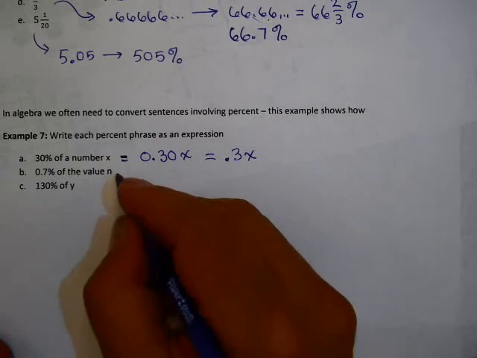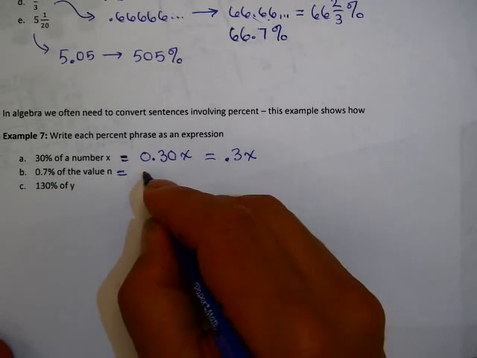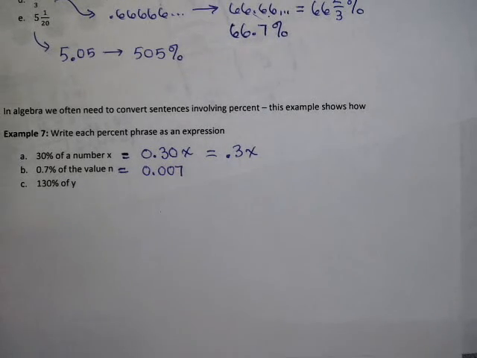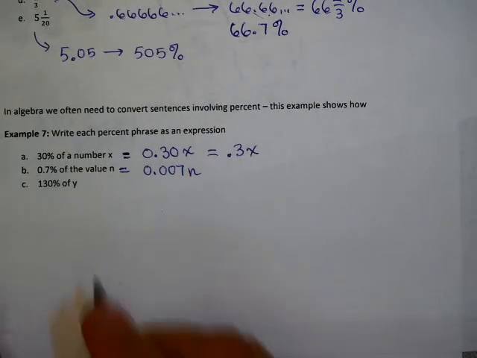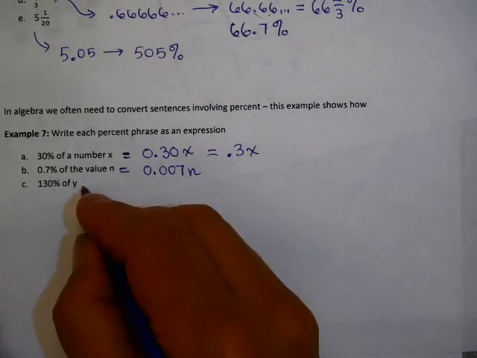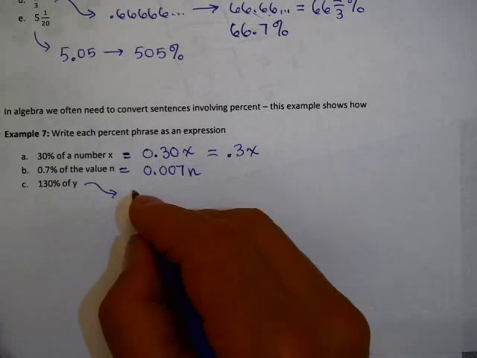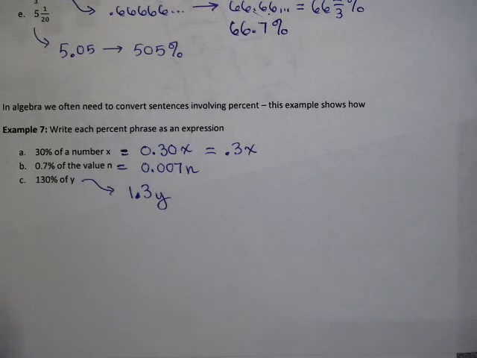0.07% of a value n. Again, I want to take this percent and convert it to its decimal form. So that is going to be 0.0007, and multiply that by n. And 130% of y: let's take 130% and write that as 1.3 times y, and that ends this section.